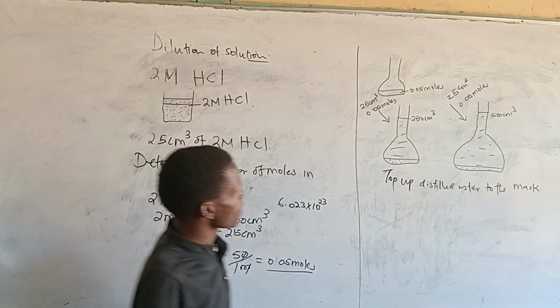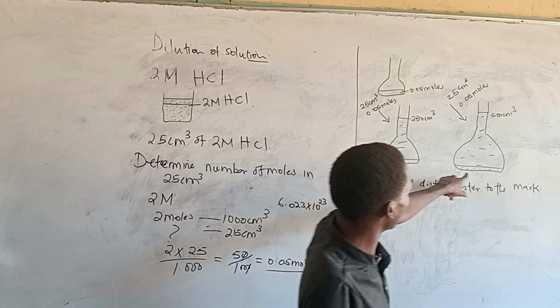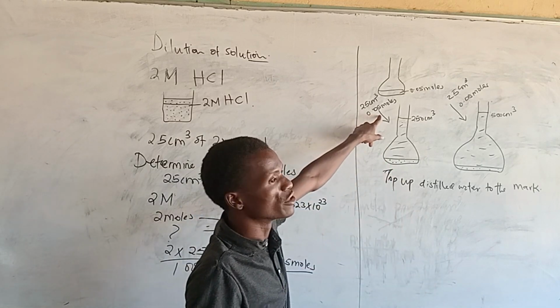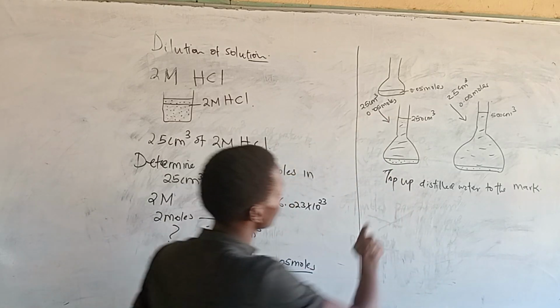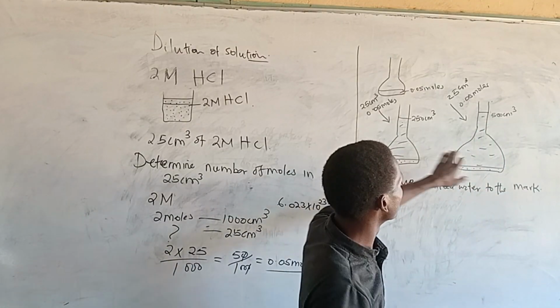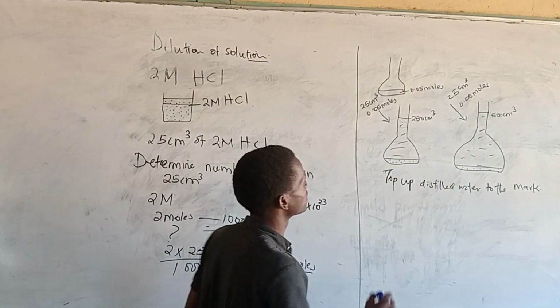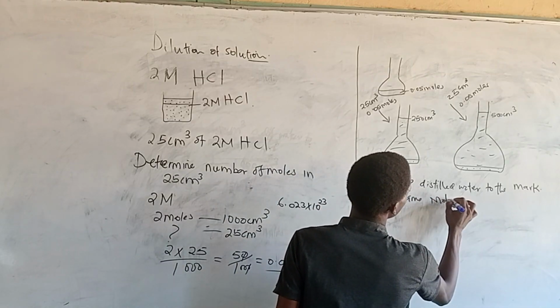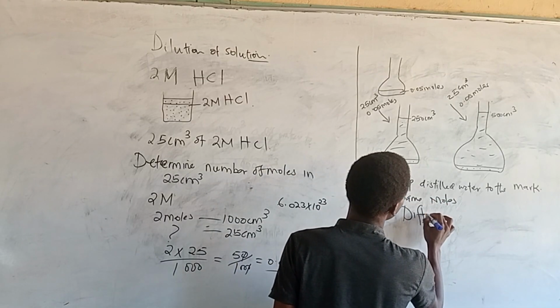Now, the first question we are going to ask ourselves here: how many moles do we have? We still have 0.05 moles. But now, because of the volume of the water that we add here, we are going to have a different concentration. Same moles, different concentration.